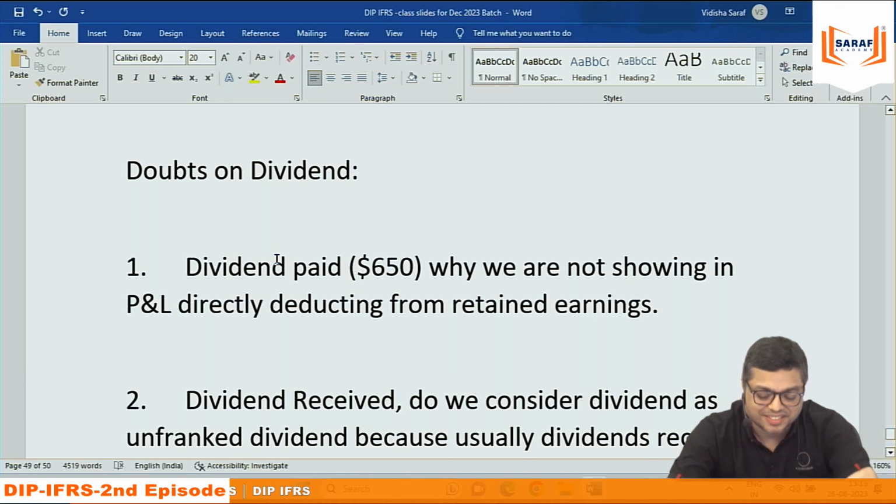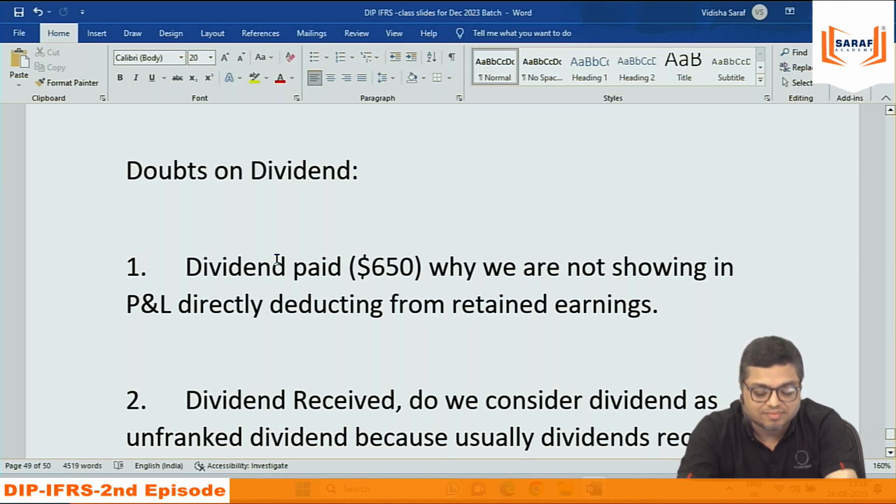We will give dividend to shareholders, sir. Then you can show it in the equity statement. Okay. Anybody else want to say something? Actually, there is no impact in P&L. It's just directly in the balance sheet.